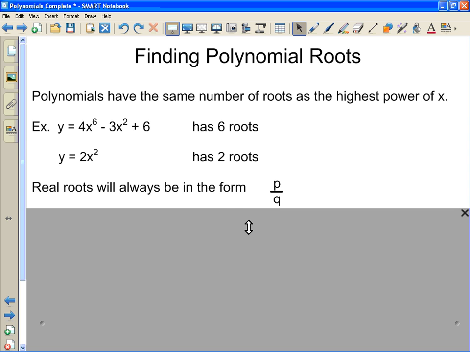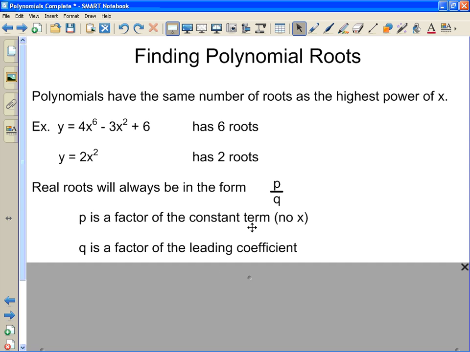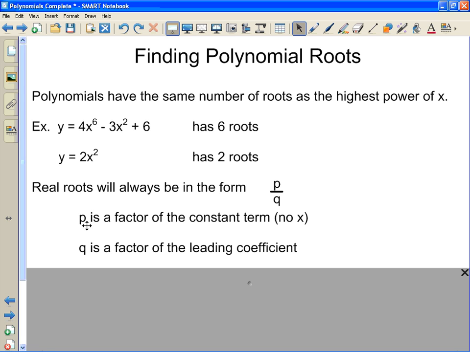Now, the real roots are always going to be in this form, p over q. p is a factor of the constant term. So this would be our p from this equation. So we'll take factors of it. In this one, my factors would be 1, 2, 3, and 6. Those are all possible p values. q is a factor of the leading coefficient, so q comes from here. So my possible ones for that would be 1, 2, and 4.